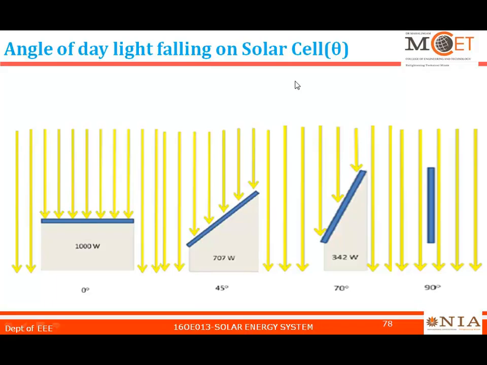So the angle of light falling on the solar cell plays a very important role. So we have to be conscious that the panel should be kept at 0 degree throughout the day, so that we get the maximum power generation from the solar panel.